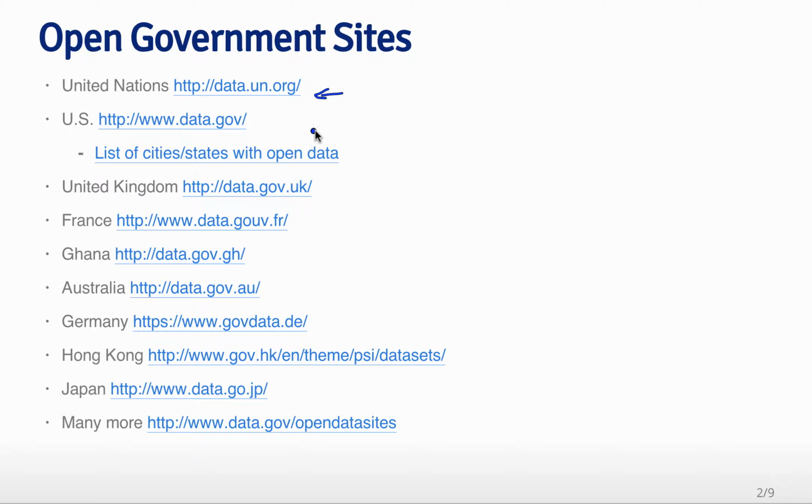And then you can find data that are available from the United States at data.gov. And you can go to this blog post to find a bunch of other cities and states within the United States that have open data. There's also a lot more information on a variety of other countries. And this website down here, data.gov open data sites, actually gives information on data sites for other countries all around the world. So that's a good place to start if you don't know if your country has an open government data site.